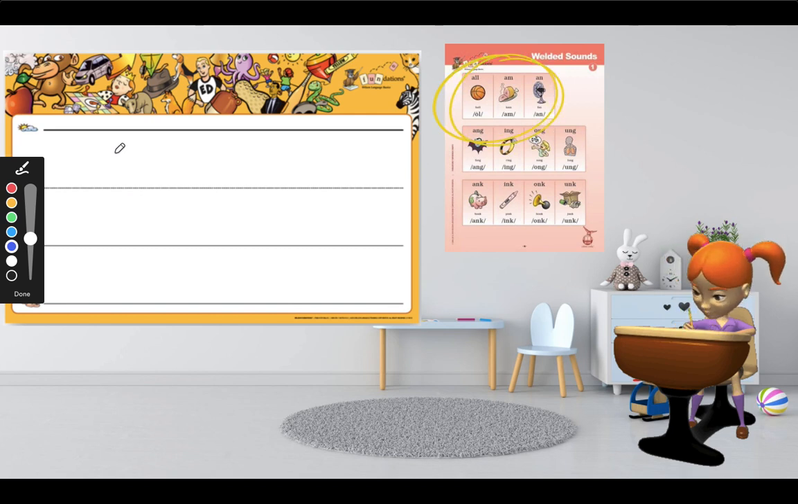The next word I would like you to spell is man. Man. Tap it out with me. Man. M-an. Man. Hit pause while I spell the word man and hit play when you're ready to see my answer. All right, first grade, here is how you spell the word man. An, which is A-N.